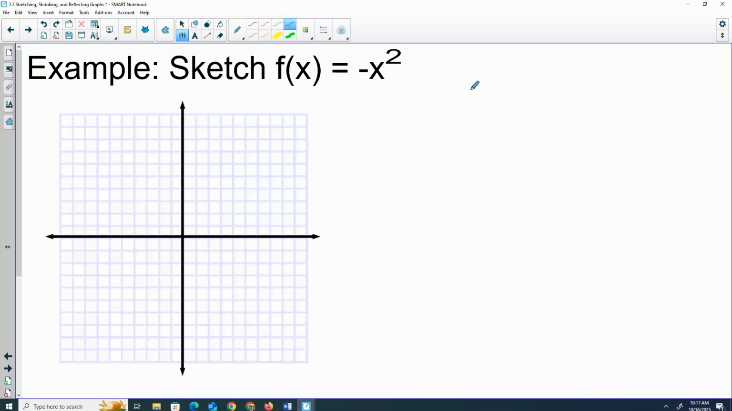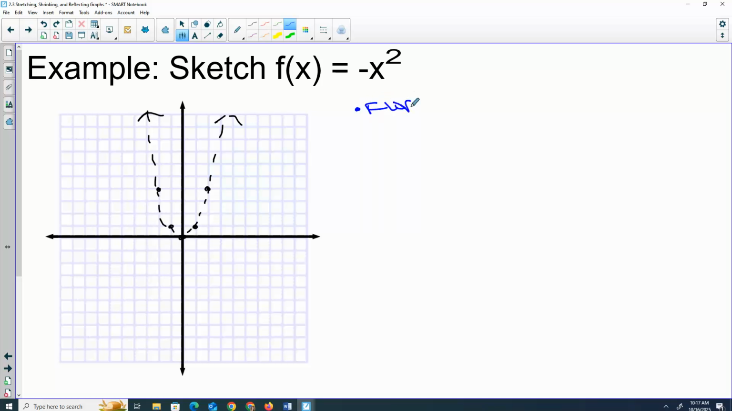So if I ask you to graph this one, what's our parent function? X squared. Parabola. 0 squared is 0. 1, 1. 2, 4. Negative 1, 1. Negative 2, 4. Okay. There is a negative out in front of this whole thing.